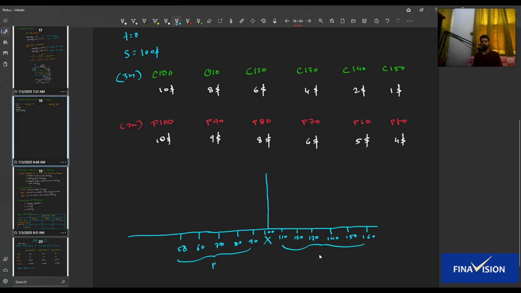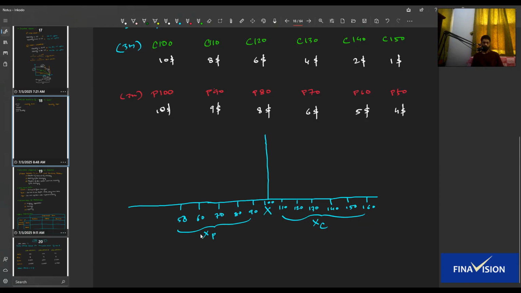Let me write it as XP and XC. Now on this vertical axis, we represent the volatility, or the implied volatility from the premium. In the Black-Scholes equation, the premium is decided based on the expiry, assuming that the volatility across the expiry is going to be constant.